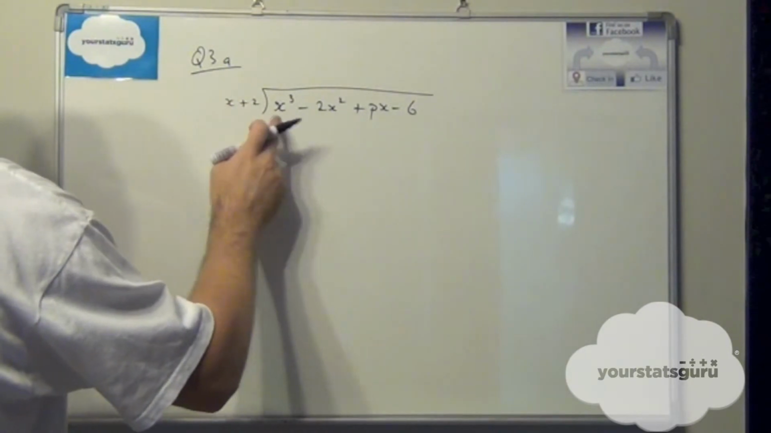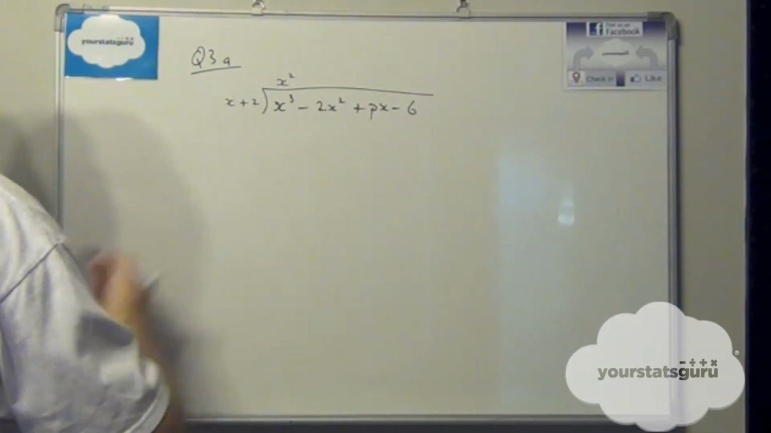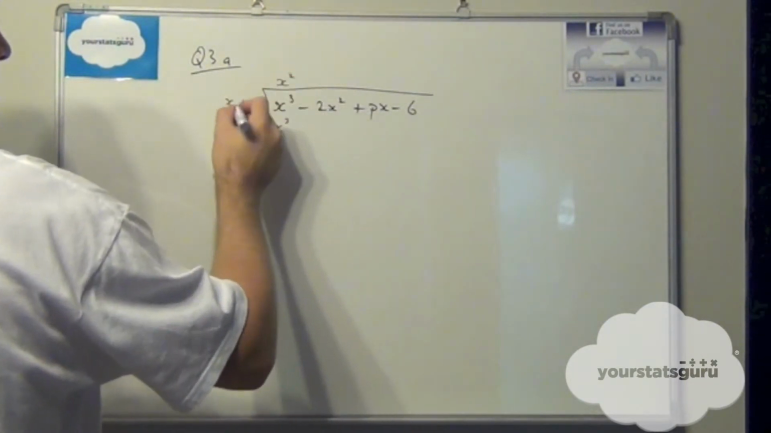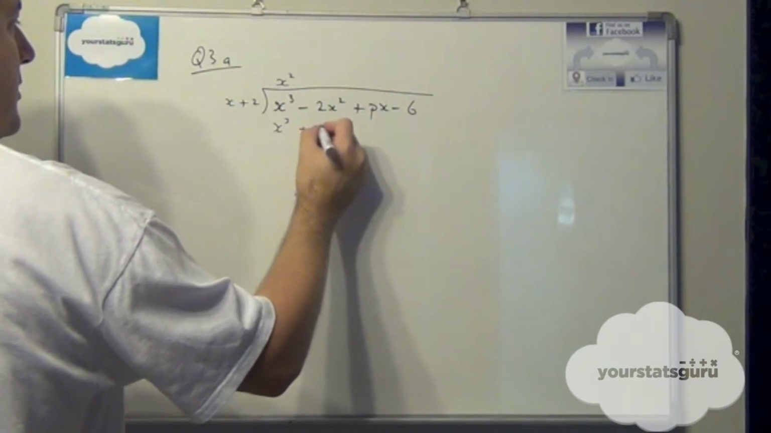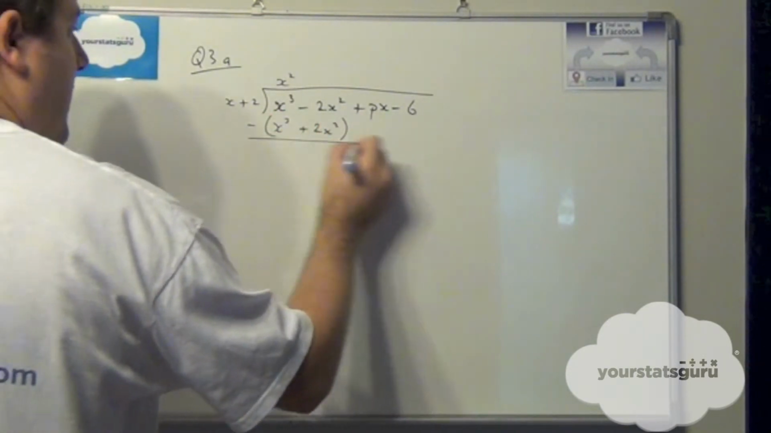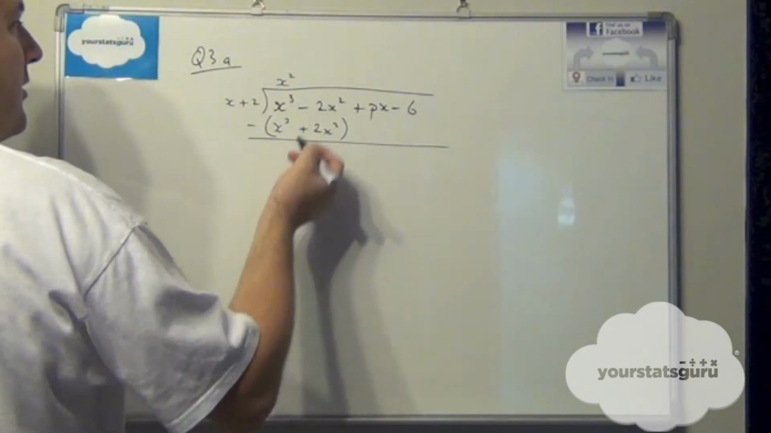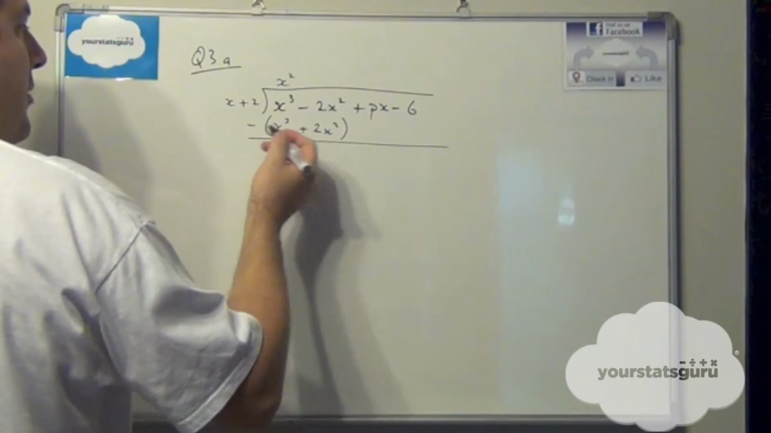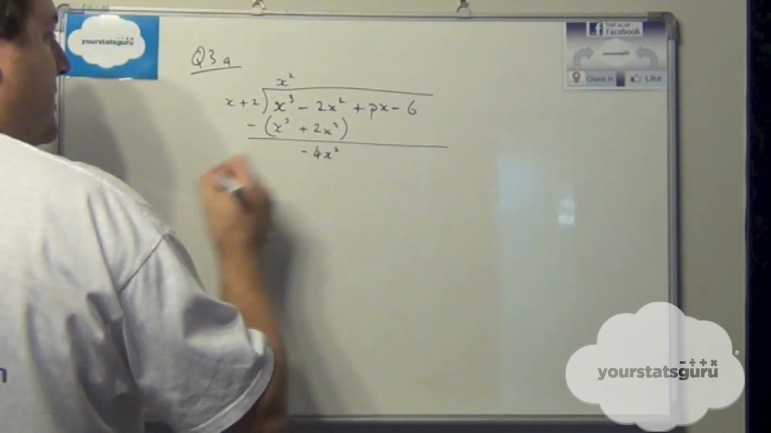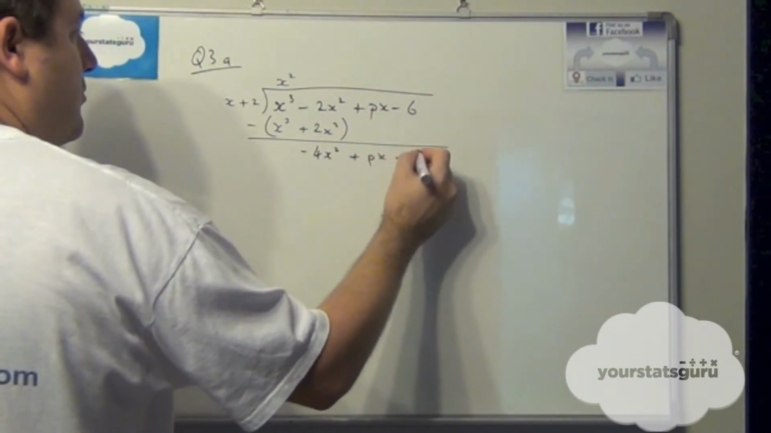So we're taking x goes into x cubed, x squared times. x squared times x is x cubed, x squared times 2 is 2x squared. We then subtract this. So x cubed minus x cubed is 0, minus 2x squared minus another 2x squared is negative 4x squared, plus px minus 6.